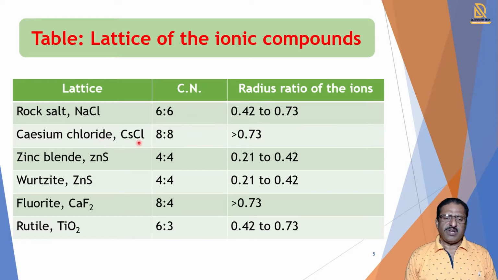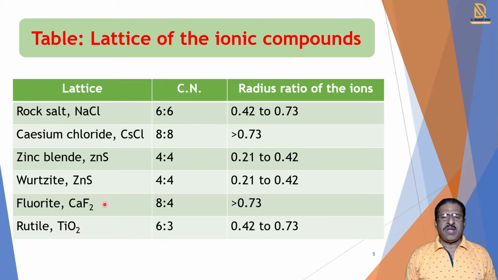The second lattice is cesium chloride, CsCl. Its coordination number is 8:8, meaning one Cs is surrounded by 8 Cl and every Cl is surrounded by again 8 Cs. In this case, the radius ratio is greater than 0.73. Third crystal, zinc blende, that is the ZnS crystal. Its coordination number is 4:4, meaning one Zn is surrounded by 4 S and every S is surrounded by 4 Zn. Here the radius ratio is 0.21 to 0.42. Then the wurtzite structure, that is also a zinc sulfide structure. Here the coordination number is 4:4 and the radius ratio is also 0.21 to 0.42.